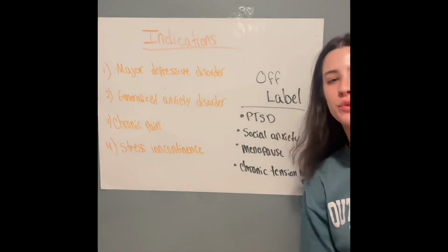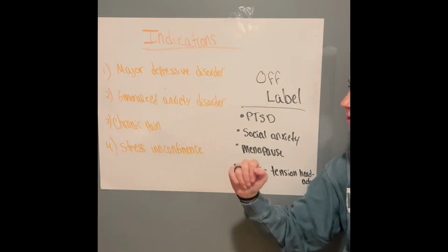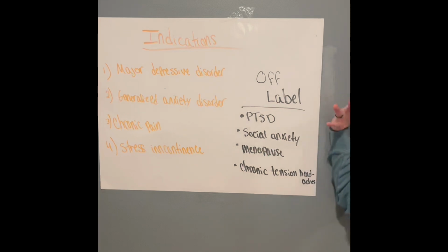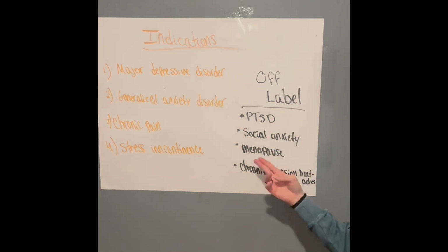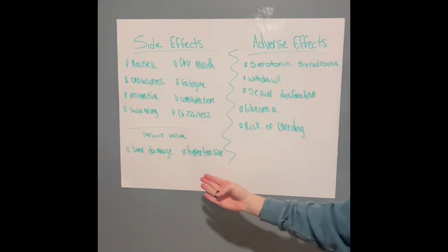Okay, now we have our indications, which is why we would use this drug, which would be major depressive disorder, generalized anxiety disorder, chronic pain, stress incontinence. This goes with an off-label use, which would be PTSD, which is post-traumatic stress disorder, social anxiety, menopause, and chronic tension headaches.